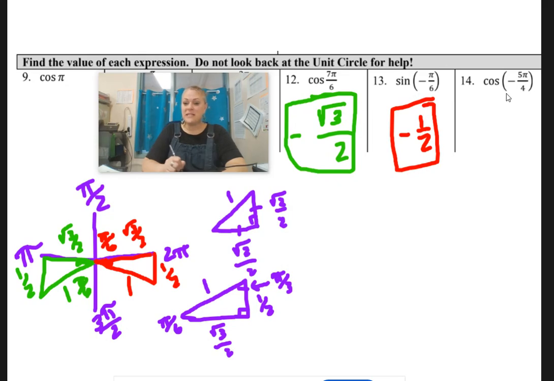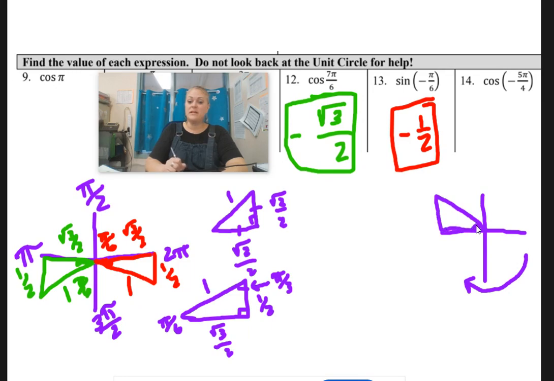Okay, 14, cosine of negative 5/4 pi. So we're dealing with fourths, so that is a 45-degree angle. We just need to figure out where it's located. So because we're running out of space over here, I'm going to redraw this. I'm going to redraw the coordinate plane, and if I had 4/4, I would be directly at pi. But I have negative 5/4, so I'm going in this direction, clockwise, 5/4. So I need to go one more fourth, and that would be my 5/4 in the negative direction.